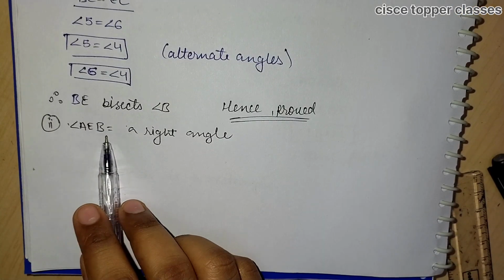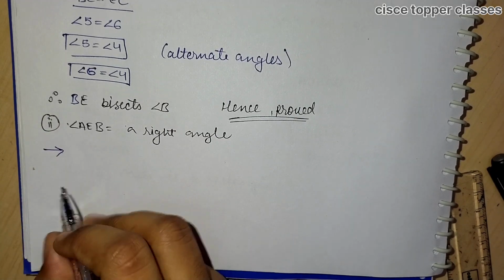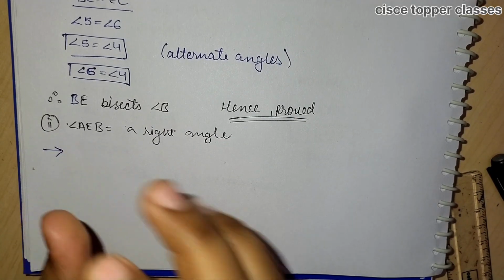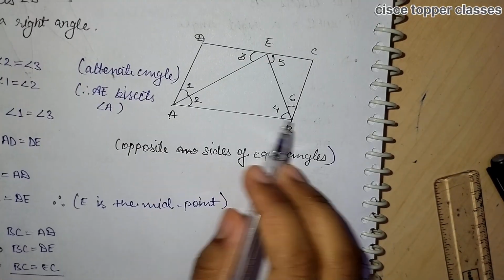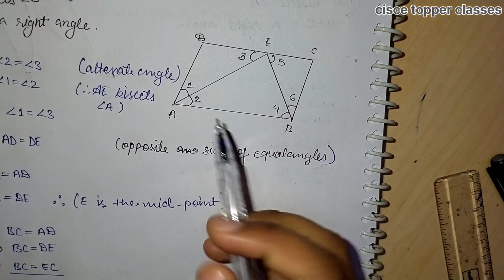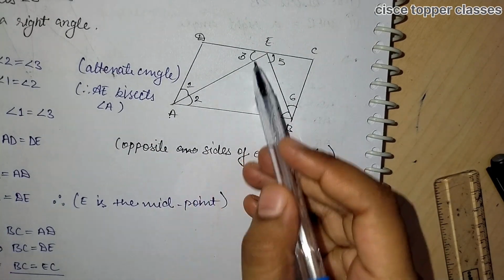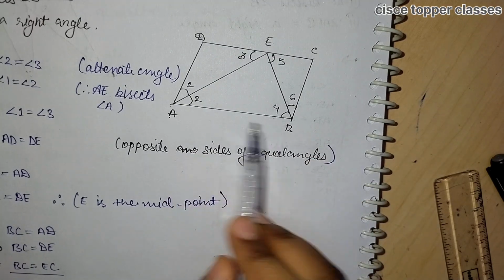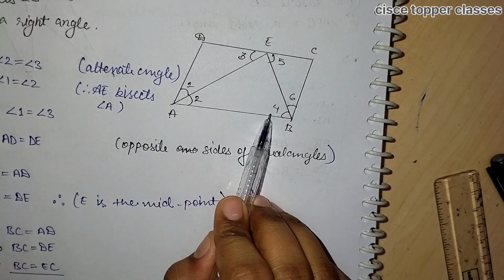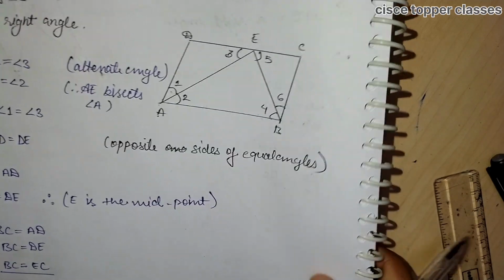Here angle AEB is a right angle. Simply from here we can say that, firstly we will take the adjacent angles in this diagram, angle A and angle B are adjacent angles, means the sum of these angles is equal to 180 degrees. If we take half of each angle, as these two lines bisect angle A and angle B, angle 2 plus angle 4 will be 90 degrees and angle 1 plus angle 6 is also 90 degrees.